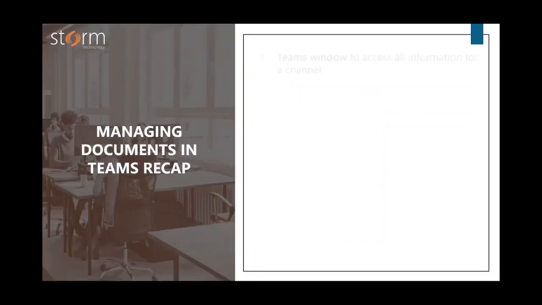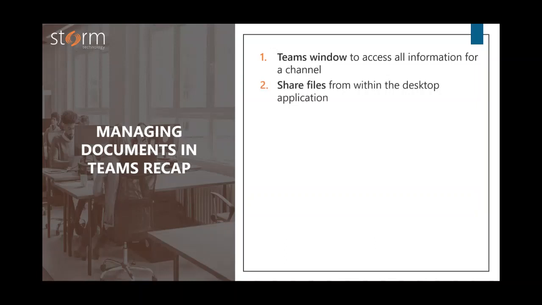Okay, so what have we seen today? We've seen in the Teams window where you can access all the information for a channel, including your files. You've seen how to share files, and that can be done from within the desktop application. You've seen co-authoring, and we know that that allows multiple people to edit the same document at the same time. And just to say, co-authoring is available within Word, Excel, PowerPoint, and it's on OneNote as well, and it's available in both the online web apps and the desktop applications.